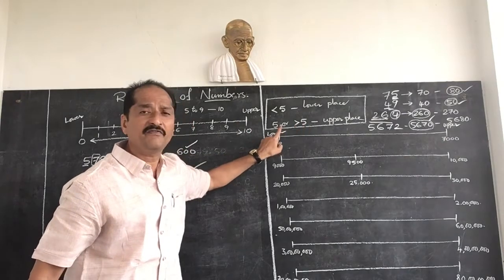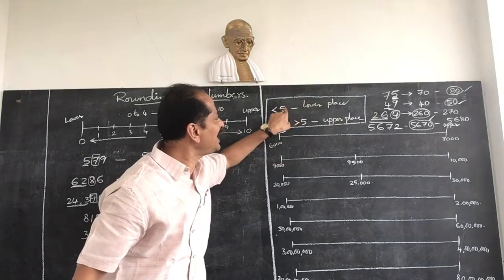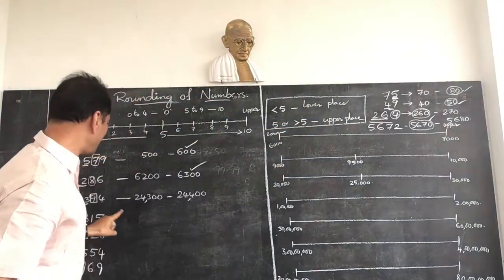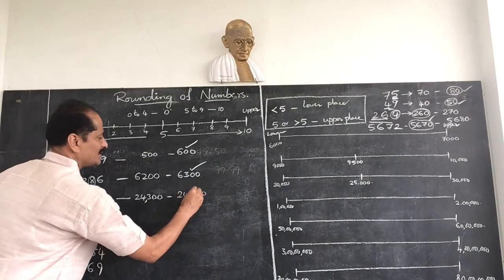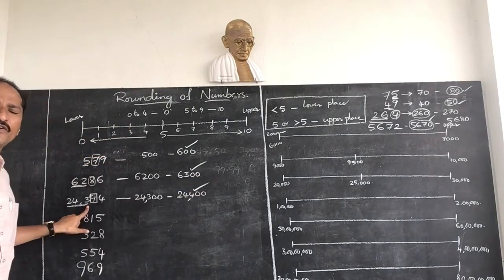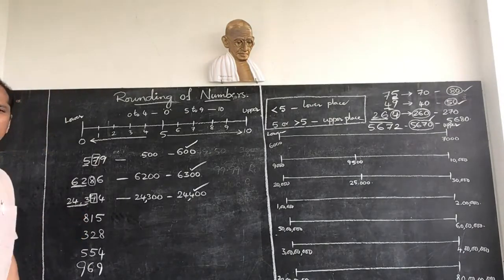More than 5. If it is 5 or more than 5, round off to the upper place. If it is less than 5, lower place. Here it is more than 5, so go to the upper place. So this should be rounded to 24,400. Now check here, 815.